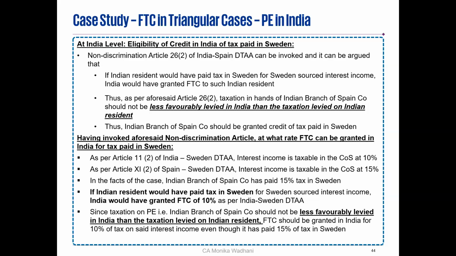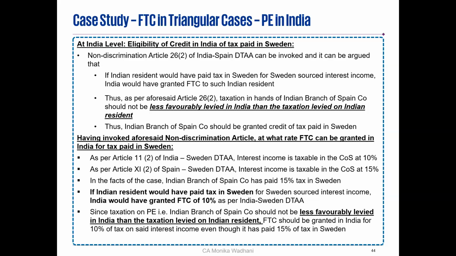Or whether the Indian tax officer will say that if an Indian resident would have been taxed on interest income from Sweden, as per the India-Sweden treaty, the tax applicable was only 10% on the interest income, and therefore the doubly taxed income qualifies only for this 10%, and therefore we will grant credit only for this 10% and not the 15% taxes that have already been paid in Sweden.